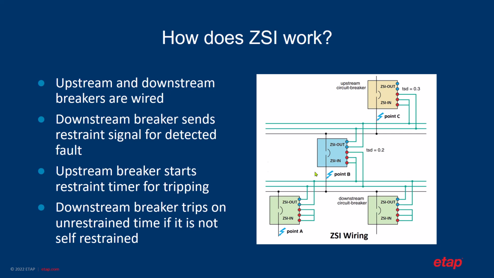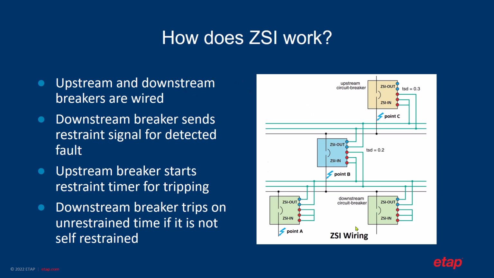And how does ZSI work? The upstream and downstream breakers are wired, and the downstream breakers send a restraint signal for a detected fault. The upstream breakers start a restraint timer for tripping, and the downstream breaker trips on the unrestrained time if it's not self-restrained.